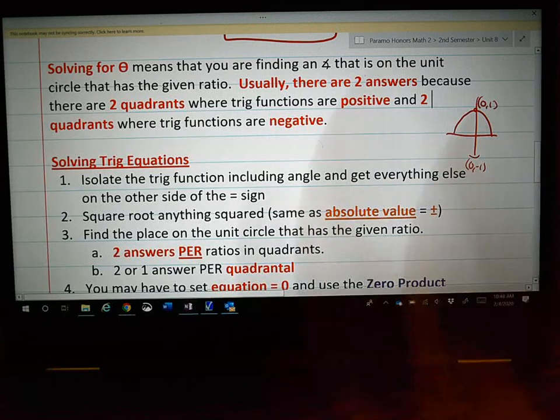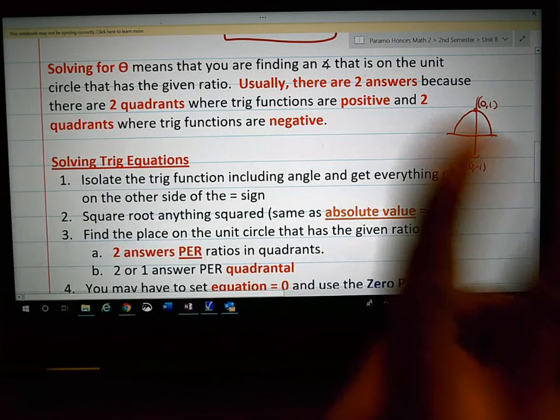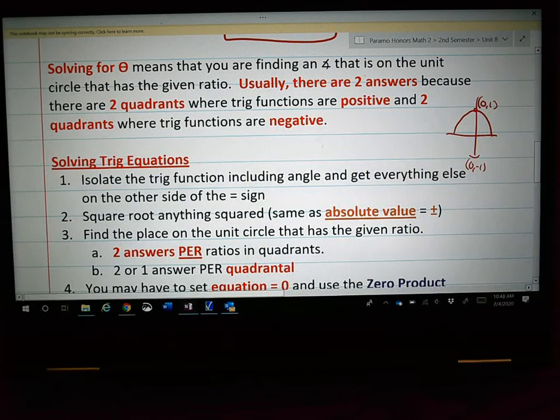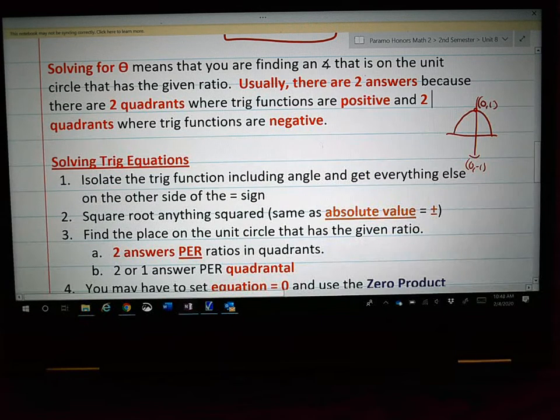Before I move on, I need to make sure that you understand this because it's a major concept. We're going to have North person start the conversation. Why are there sometimes 2 answers for solving for theta? South person, why are there sometimes 0 solutions and why are there sometimes 1 solution when you're solving for theta? I would love for you to have that conversation with your partner. Discuss, please.